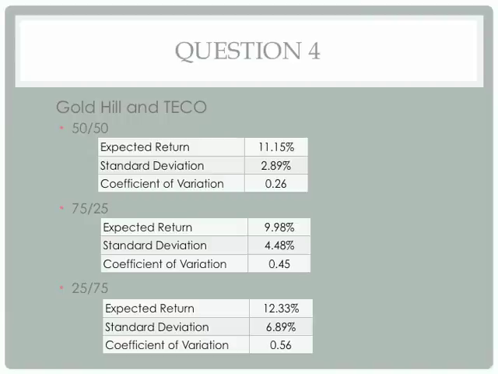Both portfolios would still decrease the standard deviation and the coefficient of variation, but it would not be as significant as the portfolio that contained an equal amount of Gold Hill and TCO. The portfolio where these measures decrease the least would be the portfolio with the greater amount of TCO. However, the portfolio that has the highest expected return is the portfolio with the greater amount of TCO.